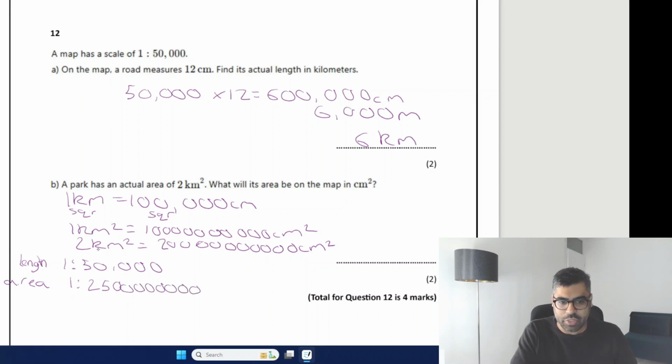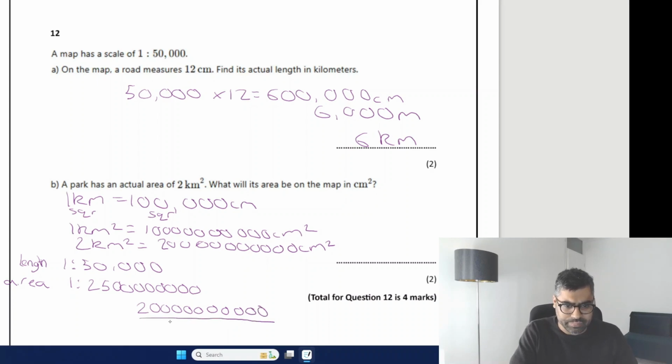Right. So we know 2 kilometers squared is 20 billion centimeters squared. And we need to divide this huge number by this number here. Doing that will give us the amount of centimeters squared that our park is. So really easy. Let's do that here. Running out of room, but I'll just put it right at the bottom. So we have 2, 1, 2, 3, 4, 5.